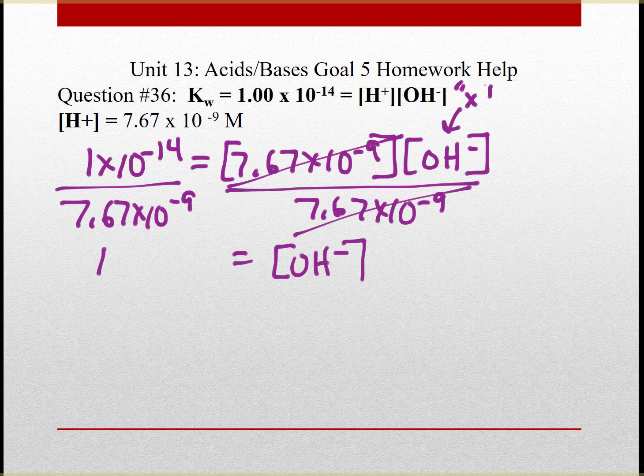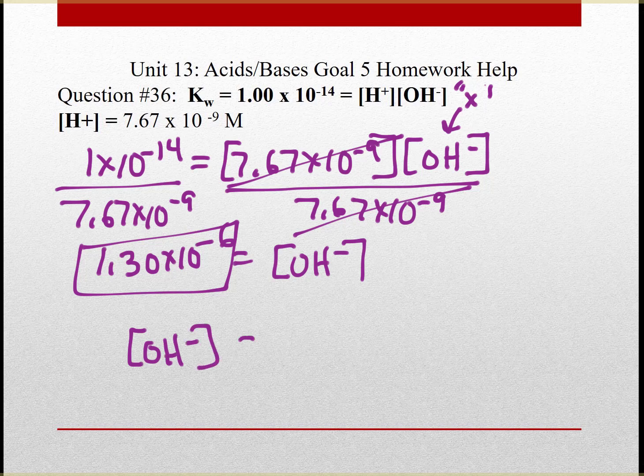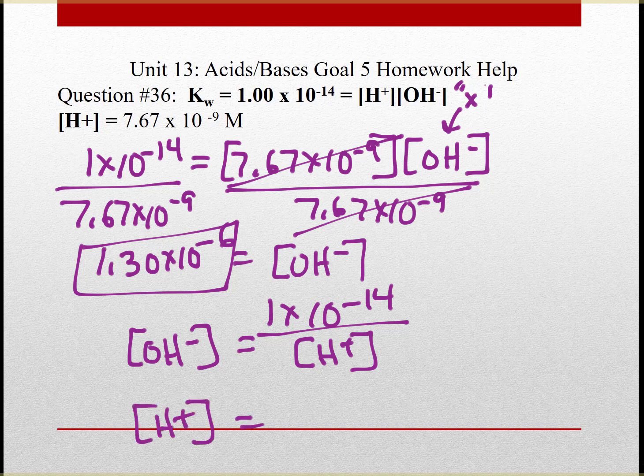And I get 1.30 times 10 to the minus 6. So there's my number. You could rearrange your equation before you put everything into it, and so it would be OH minus is equal to 1 times 10 to the minus 14 divided by the hydrogen ion concentration. And you also could switch it around. In some of the problems, they give us the hydroxide, so I would just take the 1 times 10 to the minus 14 divided by that hydroxide ion concentration.